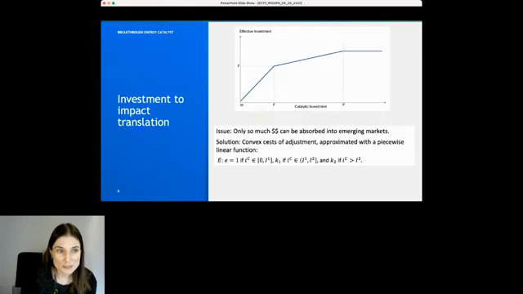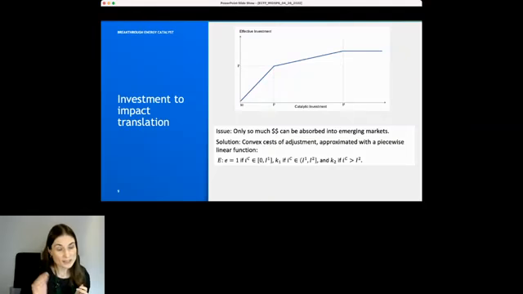So getting back to those steps, the first one is translating the investment to its impact. One of the considerations for emerging climate technologies is that there potentially aren't that many investment opportunities. As the technology scales up, there will be more, but there's really only so much capital that the market can absorb at a point in time. So to account for this, we use what's referred to as a convex cost of adjustment.